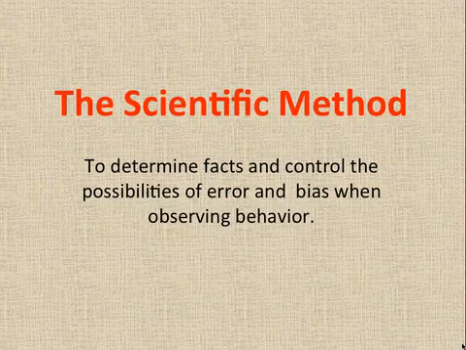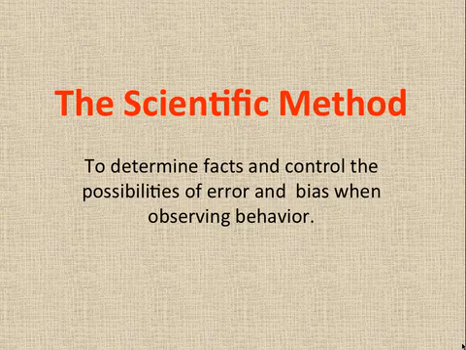Psychologists transform their scientific attitude into practice by using the scientific method. They observe events, form theories, and then refine their theories in light of new observations. So to determine facts and control the possibilities of error and bias when observing behavior, this is why scientists use the scientific method, in psychology in particular.